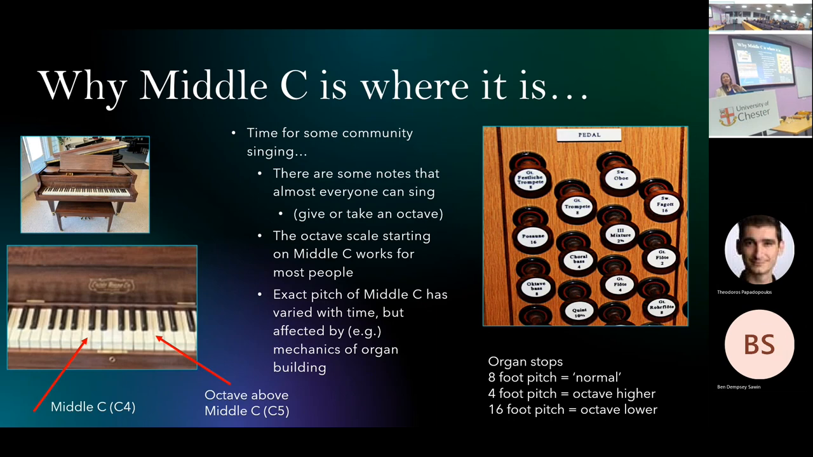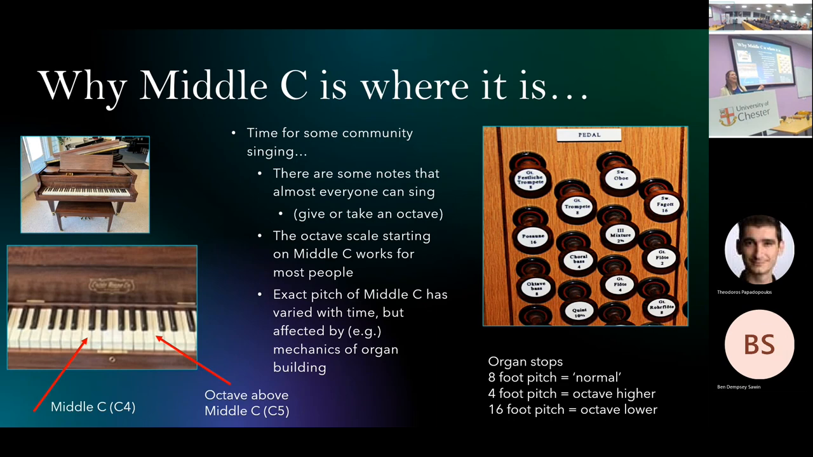If you have an 8-foot pipe as your standard, you can divide that by 2 and make it 4 foot. You can divide it by 2 again, make it 2 foot. You can multiply it by 2 and make it 16 foot. And it turns out that's roundabout middle C-ish, a length which divides fairly neatly. Sets of stops on a church organ are still labelled 4 foot, 8 foot, 16 foot, and they don't mean that they're all going to play C.